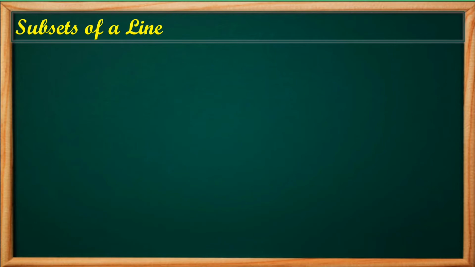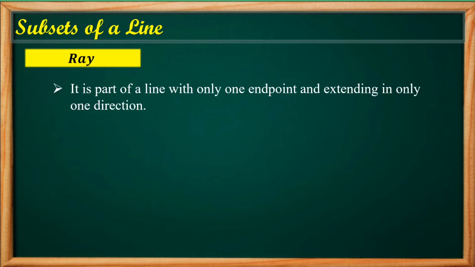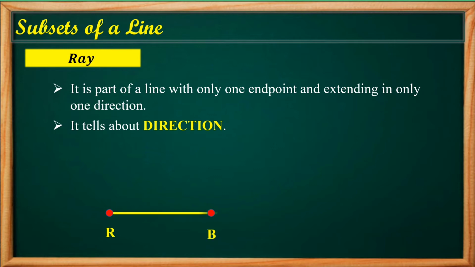Okay. The second subset of a line is what we call ray. Una is line segment. Then pangalawa is ray. Now, ray, it is a part of a line with only one endpoint and extending in only one direction. Now, kapag sinabi natin ray, it tells about direction. Example, we have here point R and point U, then we will draw a ray.